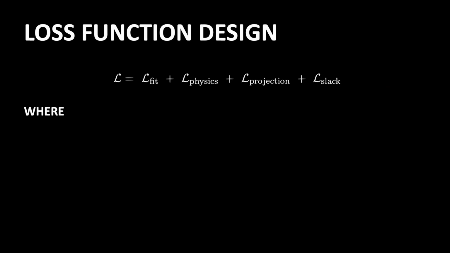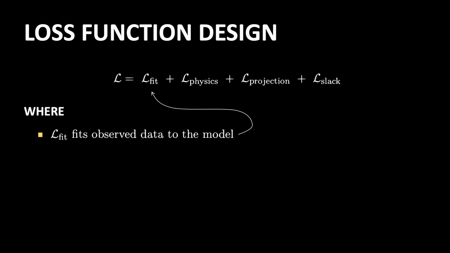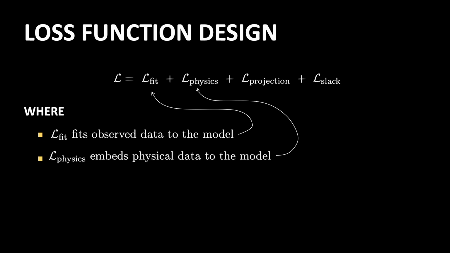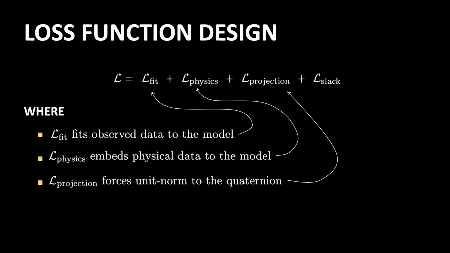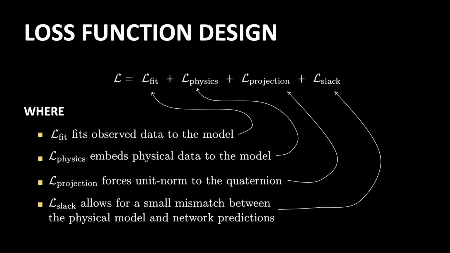To train the model, a loss function given by 4 separate terms is considered. L-fit is used to fit the observed data to the model, while L-physics embeds physical data to the model. L-projection forces a unit norm to the quaternion. L-slack allows for a small mismatch between the physical model and network predictions.